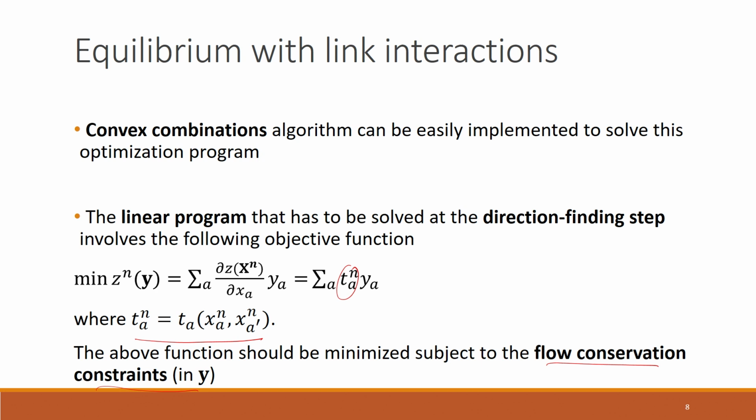This is obtained when you plug the flow values of link A as well as of link A dash, which is opposite to link A, for that nth iteration in the expression for the travel time of link A. Okay.